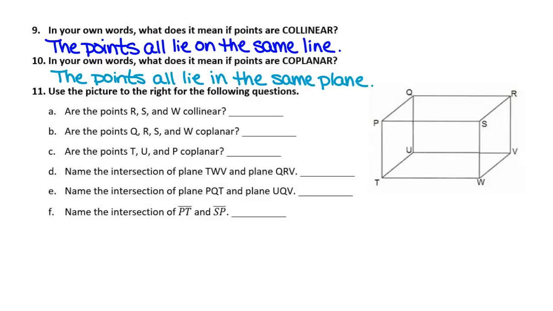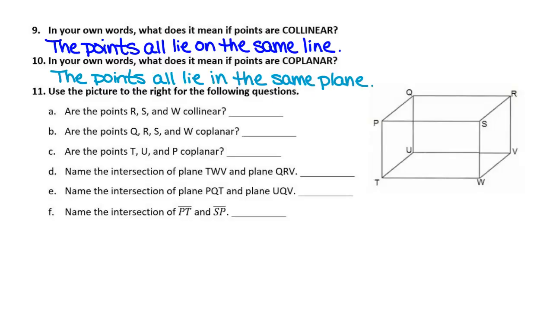But if I have points that are coplanar, they're all on the same piece of paper, do they have to all be in a line together? No. So if they're collinear, they have to be coplanar. But if they're coplanar, it doesn't mean that they have to be collinear.